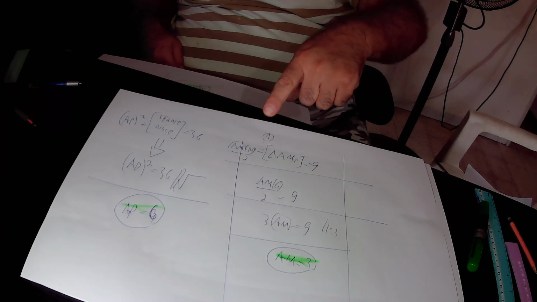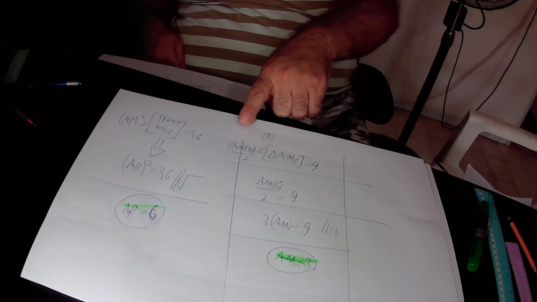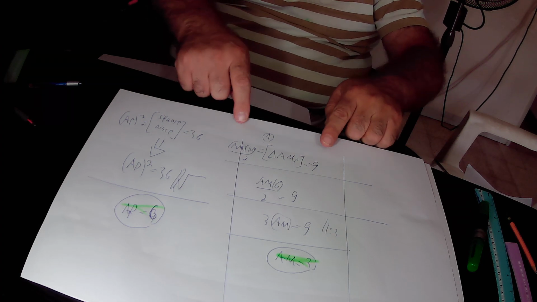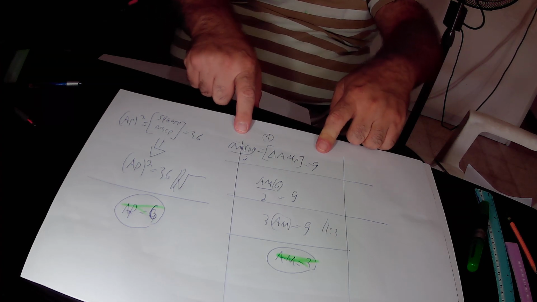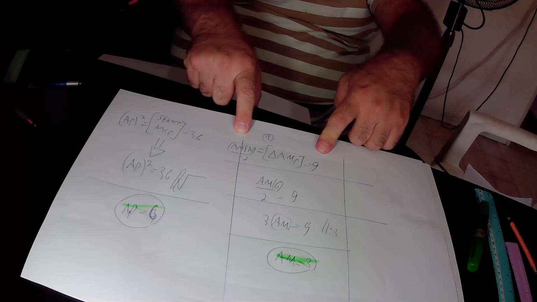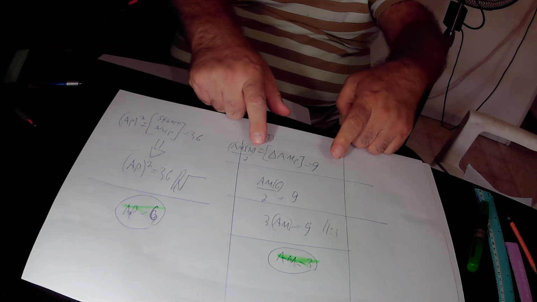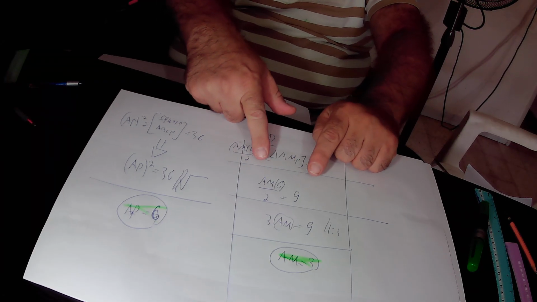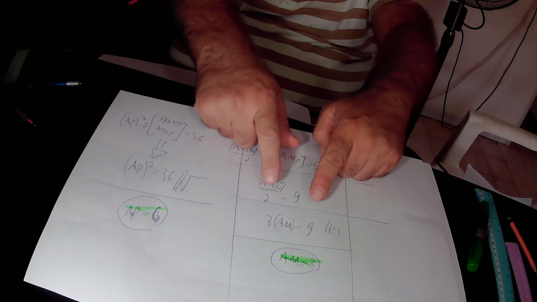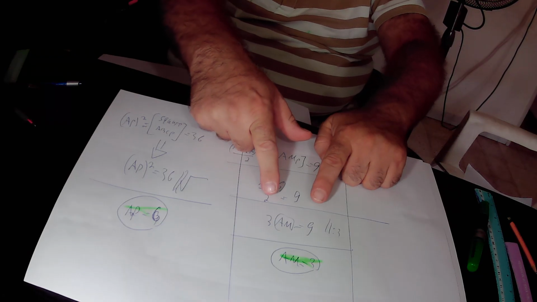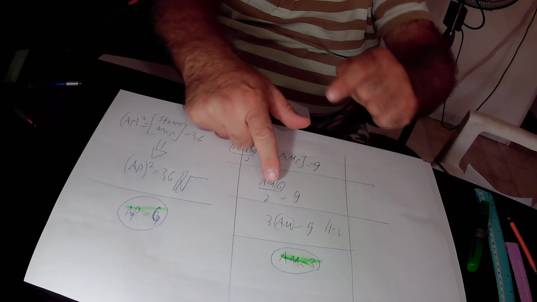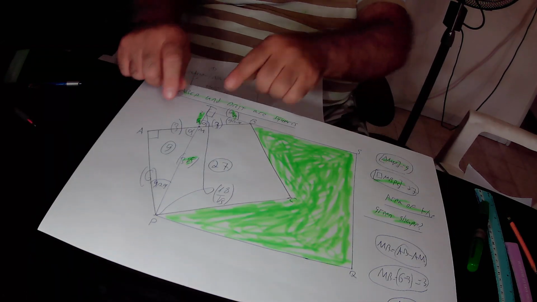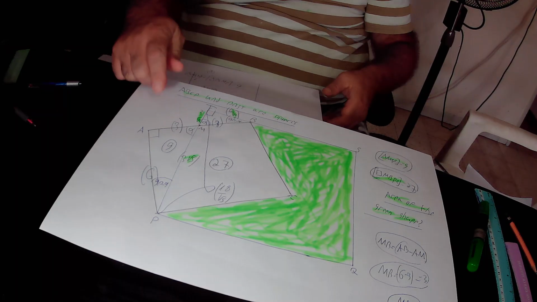AP is 6, so AM times 6 over 2 equals 9. 6 over 2 is 3, so in total this expression equals 3 AM, so 3 AM equals 9. Here we divide this equation by 3 and find that AM equals 9 over 3, that is 3. This is side AM, which equals 3 units in length.